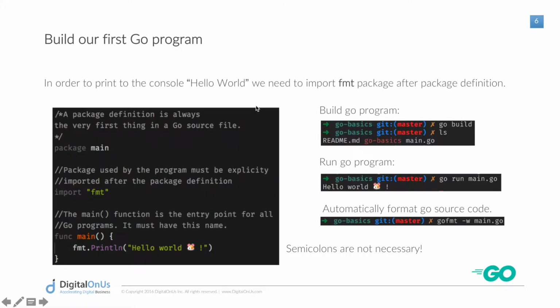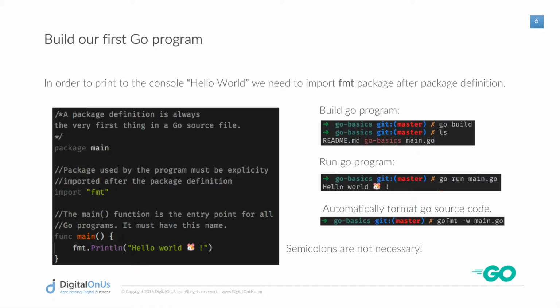In order to write to the console, we'll learn to import a package from the Go standard library called fmt, which means format. Package imports go after the package definition. Then, from inside the main function, we call the Println function from the fmt package, giving it the string hello world. Notice, semicolons are not necessary, and this is all the code that we need for now. Now, let's see how we can run this.